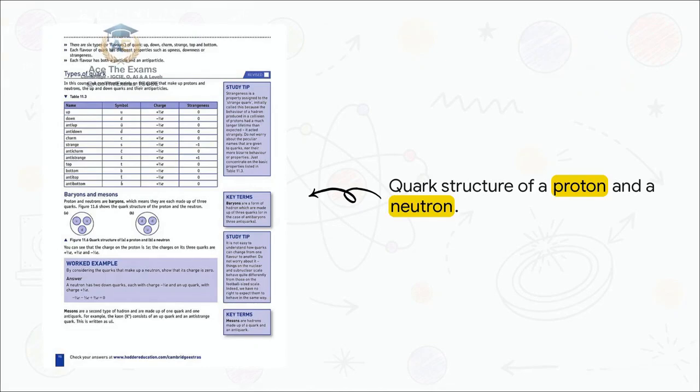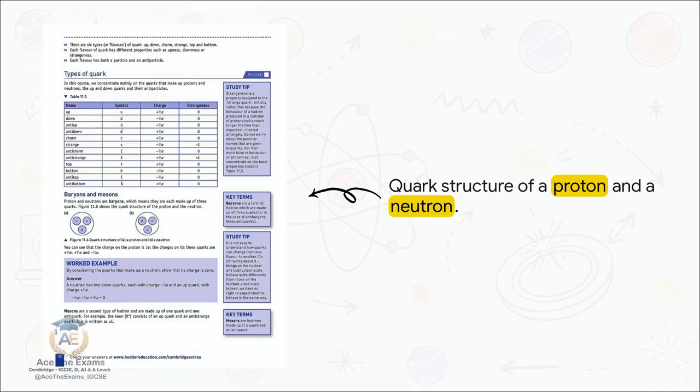Point. A proton is composed of 2 up quarks and 1 down quark. Evidence. An up quark has a fractional charge of +2/3 and a down quark is -1/3. Explanation. Adding +2/3, +2/3, and -1/3 mathematically equals exactly +1. Link. Therefore, the internal quark structure perfectly accounts for the overall positive charge of the proton. If you follow that framework, you are literally guaranteeing yourself top marks.